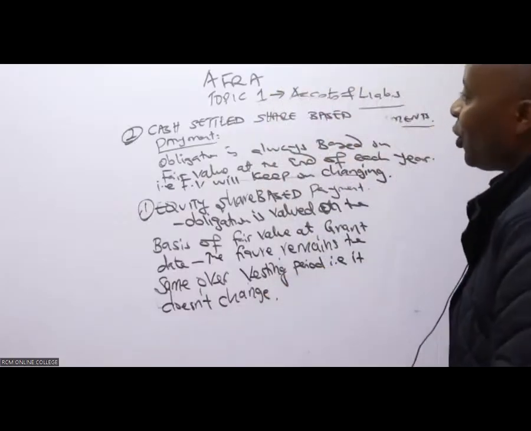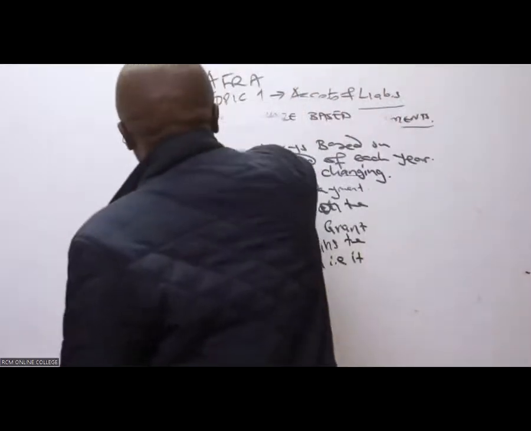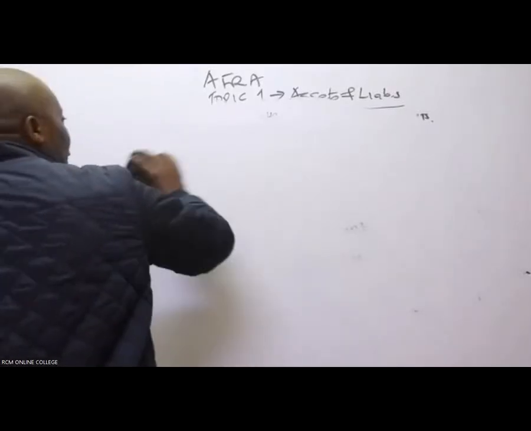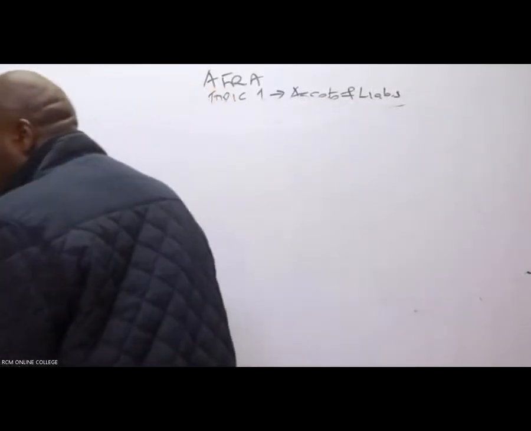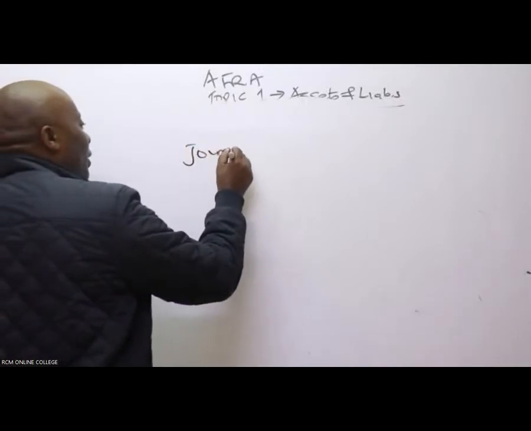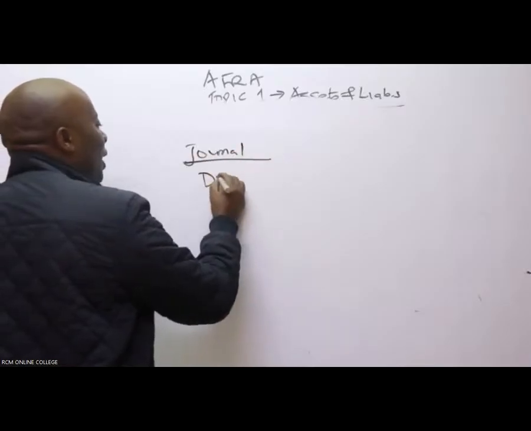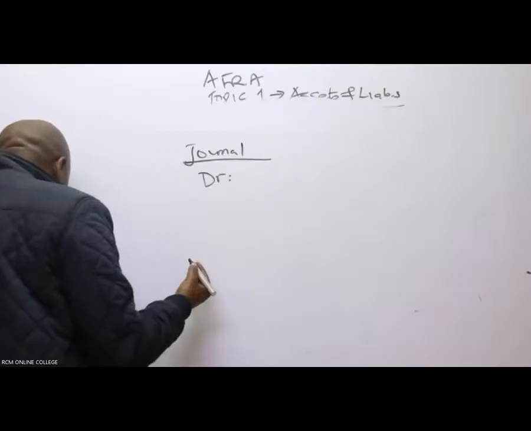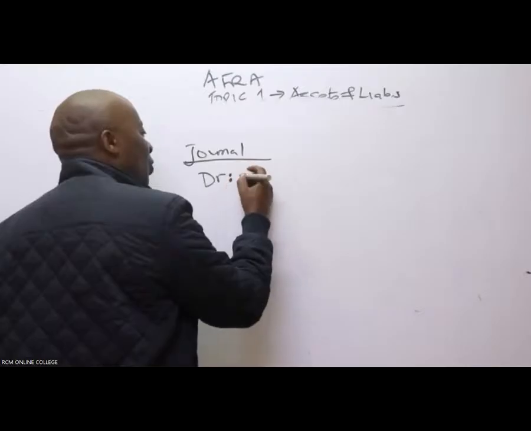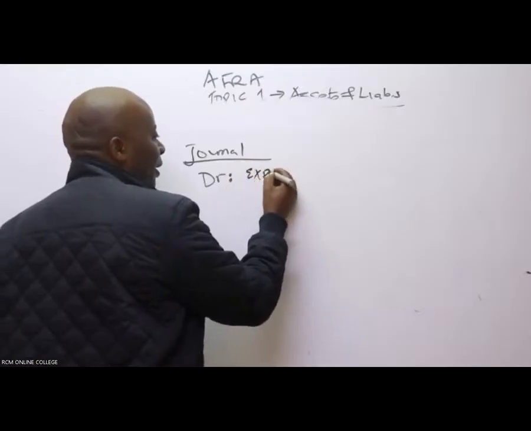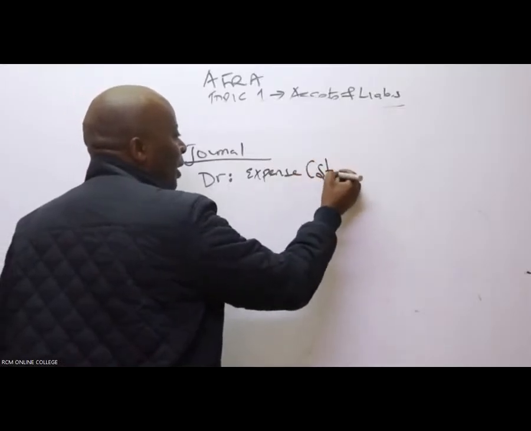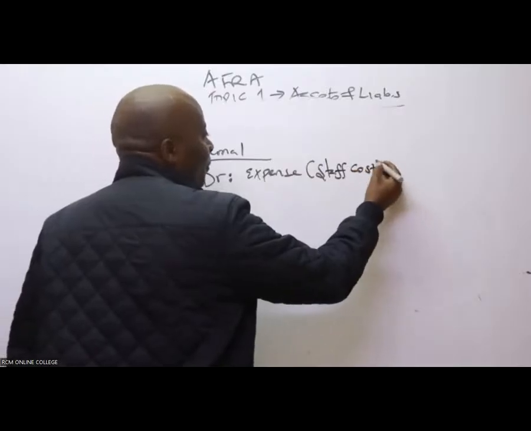Now listen to me very, very well here. What are the journal entries for this obligation? In this case, the journal entries that we shall pass, we shall come under debit, ladies and gentlemen. We have an expense there. So this expense, of course, we shall call the staff costs.